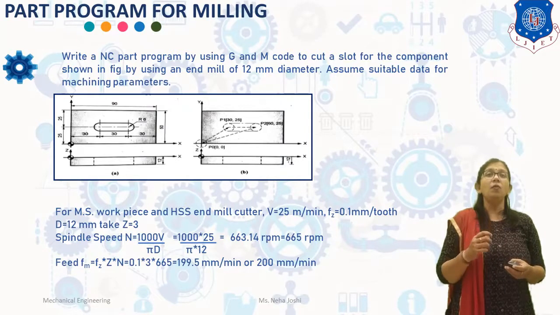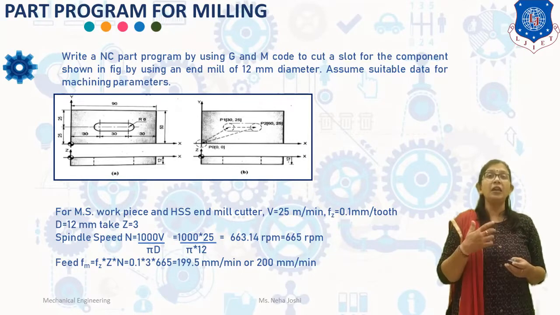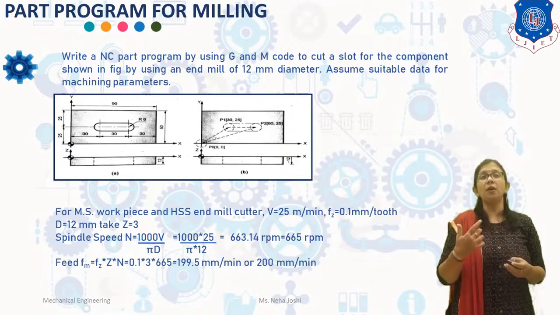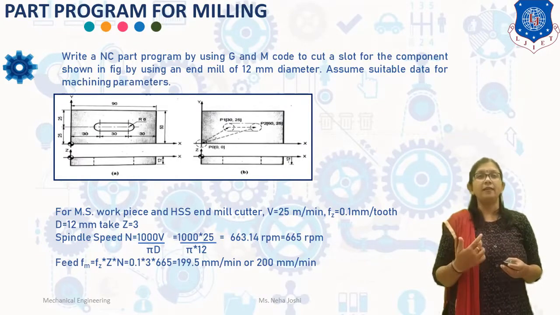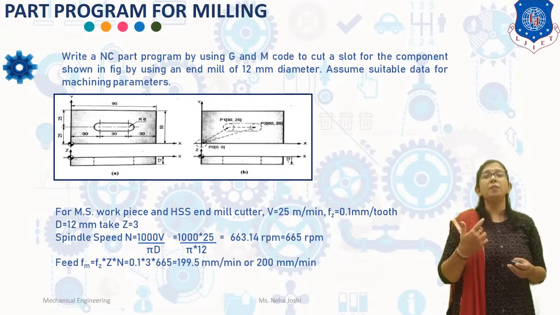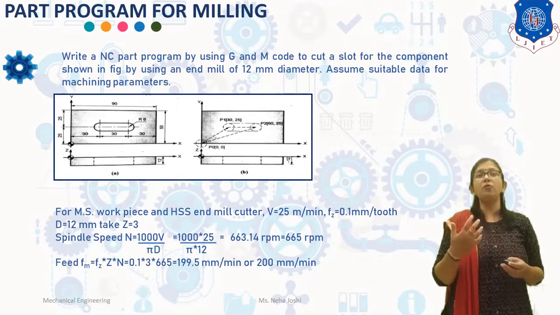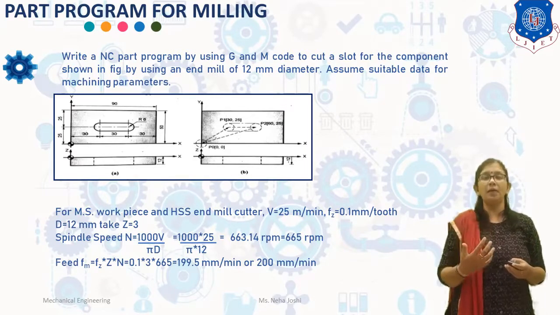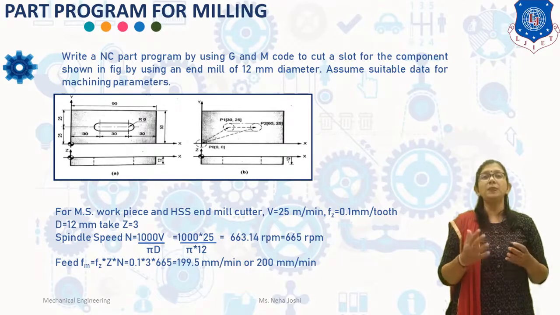For the MS workpiece and HSS end mill cutter, the cutting speed V is 25 meters per minute, which we have assumed. Feed per tooth, FZ, is 0.1 mm per tooth. The diameter of the mill is given as 12 mm, and the number of teeth we have assumed to be 3. Now we have to calculate the spindle speed.